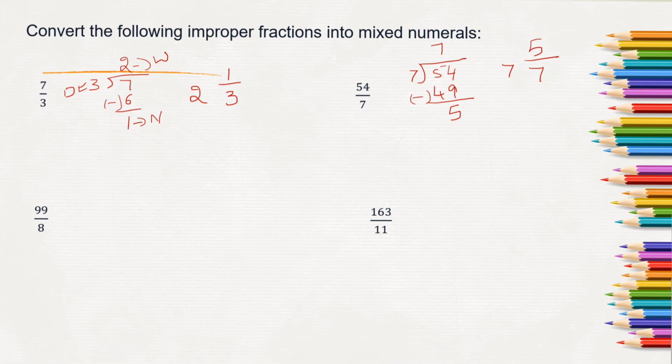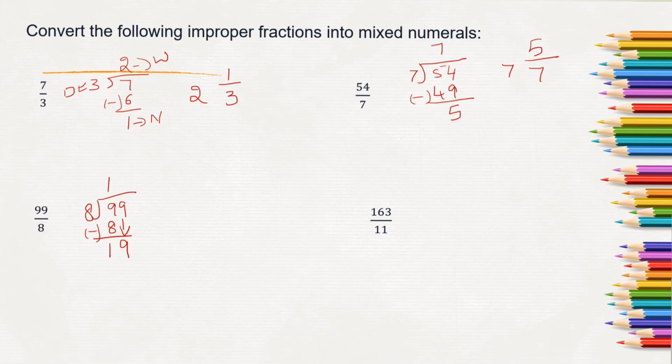Here are two more questions. Again, 99 by 8. When the numerator is greater than the denominator, it is called as improper fraction, right? So here we have to divide 99 by 8. 8 one time is 8. 9 minus 8 is 1. Bring down the 9. We are left with 19.